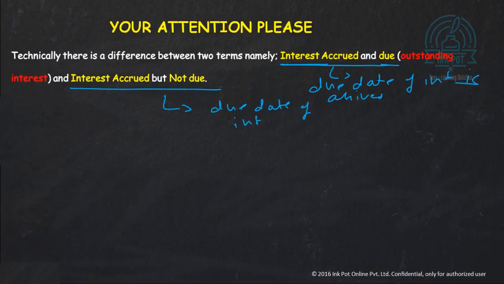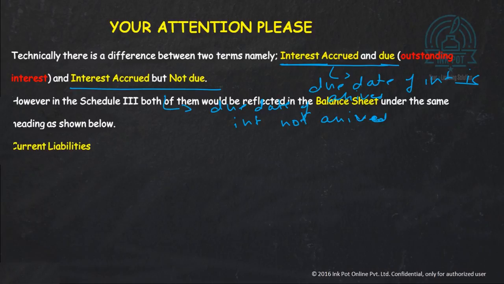As per the old schedule, we show it separately. Interest accrued and due was shown under the heading along with the debentures or long-term loans. But interest accrued but not due was a part of current liabilities. As per the new schedule, we have to show it under the heading of current liabilities and other non-current liabilities. Now it will be a part of the first one. This is part A, which will be shown under current liabilities. This is nothing but B, which will be shown under other current liabilities.